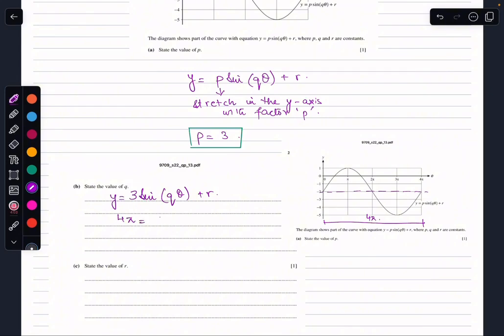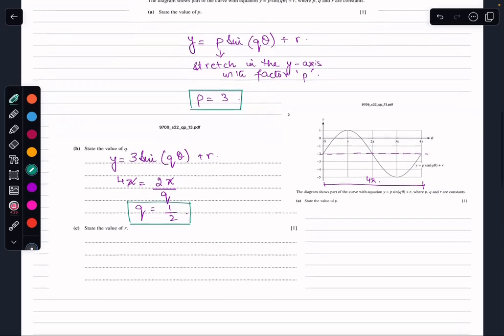So if the period is 4 pi, then to get the q value, I should say that a normal cycle for sine takes 2 pi. Therefore, 2 pi should get divided by q, and we know q is the stretch in the x direction. Solving it, I can say that my q value here has to be 1 by 2. So this is how I shall be getting the value of q here.